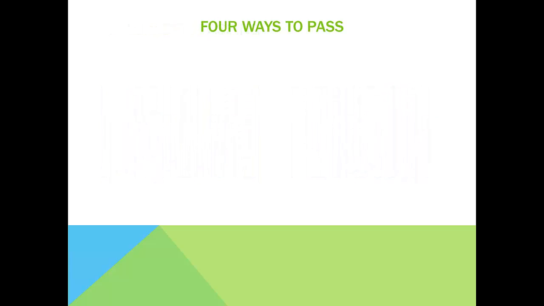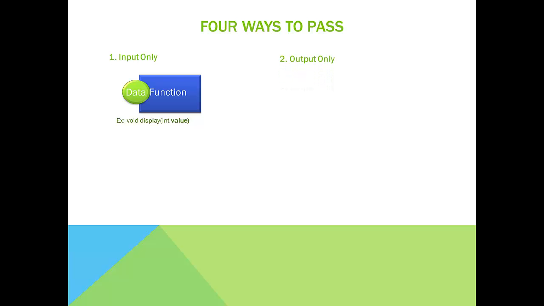There are 4 types of parameter use. The first is input only. Here, data goes into the function, but nothing comes out. A display function is a good example of this. The second type is output only. In an output function, no data is taken in, but something is outputted or returned. For example, a prompt function where the program asks for input, then returns the input.